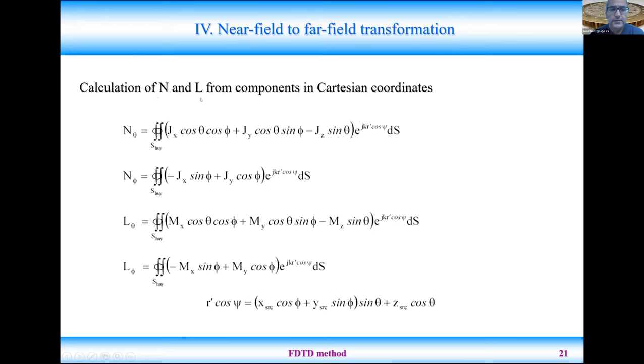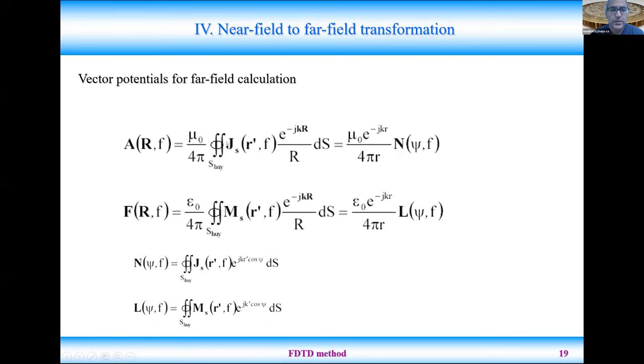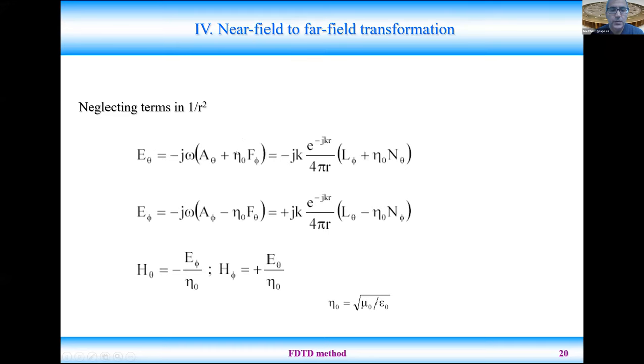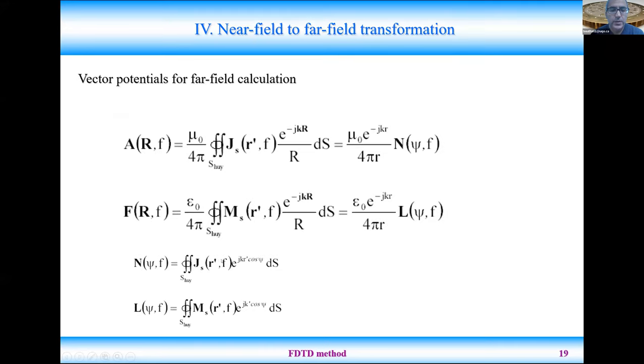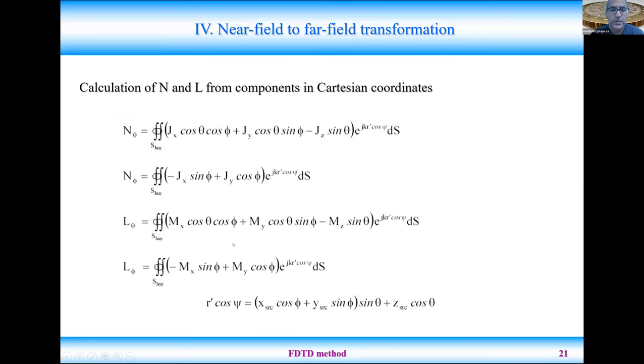So how do we calculate N and L? In Cartesian coordinates, we replace with Js. So for N and L, that's the relation we have. We have to resolve this in Cartesian coordinates. It will be something like that: x cosine theta cosine phi, y cosine theta sine phi, minus z sine phi, that's theta. And here exponential minus jk r' cosine psi and dS', so over the surface. The same thing for N phi and then L theta and L phi. We also have to write the cosine psi as a function of theta and phi. And this can be done by doing this.